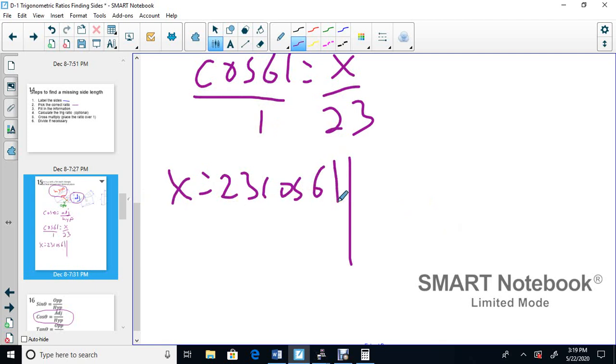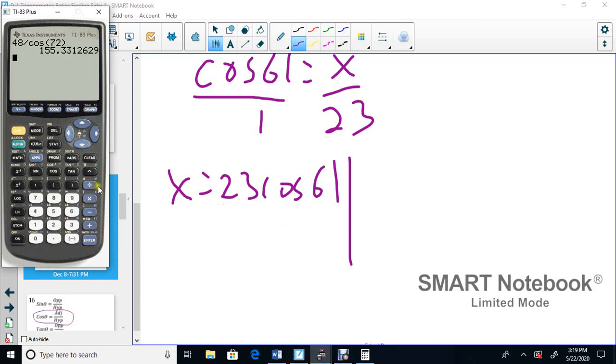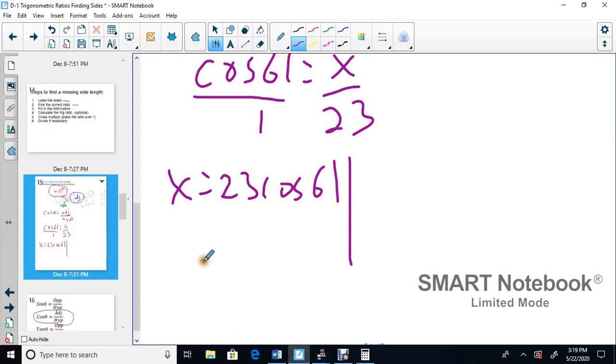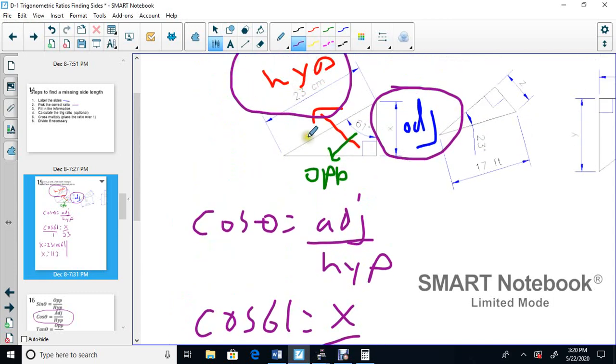And then I go to my calculator. So I go to this calculator here. And I put 23 cosine of 61. And I get 11.15. So it's like 11.2 rounded to one decimal. So x is 11.2. And our units, don't forget units, centimeters.